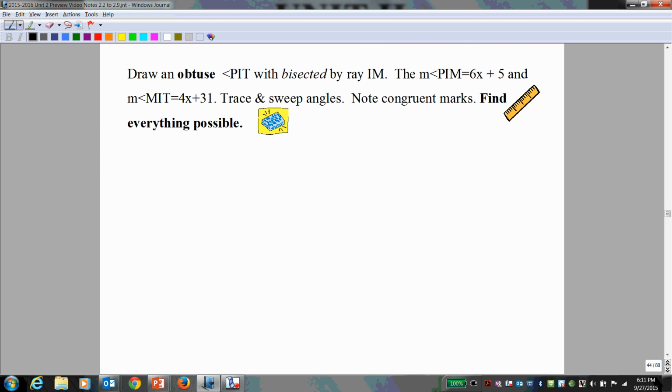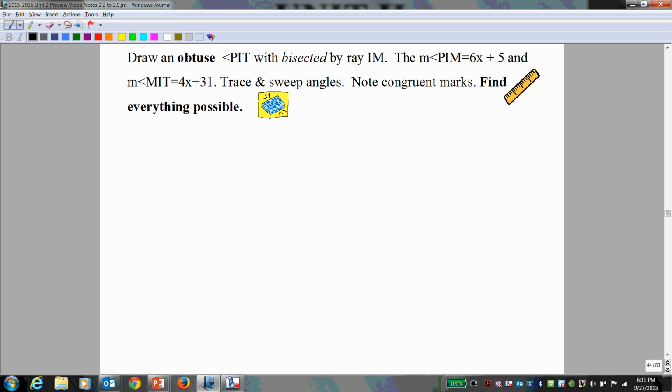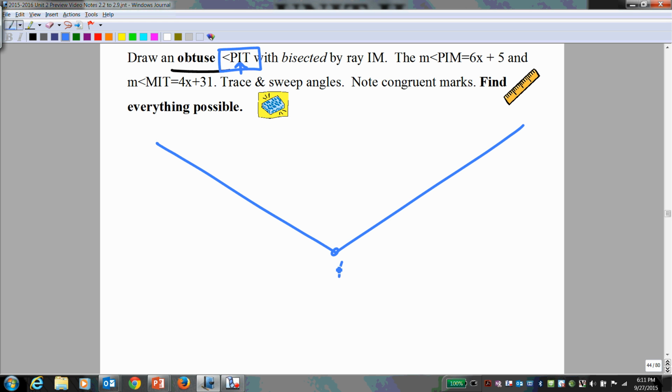I don't think you're ready to do something by yourself, so let's do this one together. Ready? It says, draw an obtuse angle PIT with a bisected ray IM. So an obtuse angle. Obtuse means bigger than 180. Excuse me, bigger than 90. I has to be your hinge. With the ray, and it's bisected IM. Take this and go right down the middle.